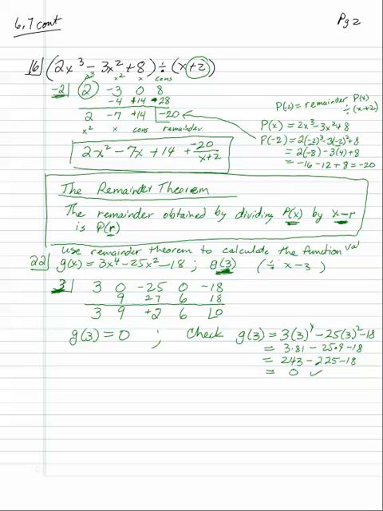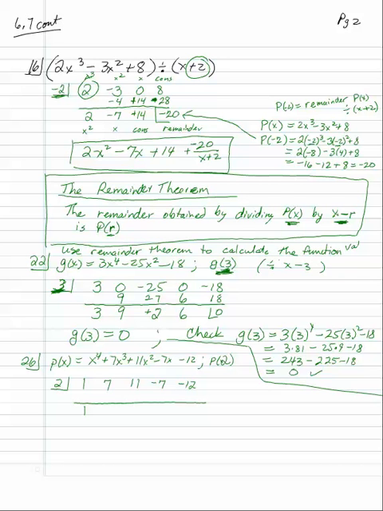All right, let me do one more, number 26. I want to find p of 2 using synthetic division. So 1x to the fourth, 7x cubed, 11x squared, minus 7x, minus 12. Again, we just write the coefficients. This number's already been changed.